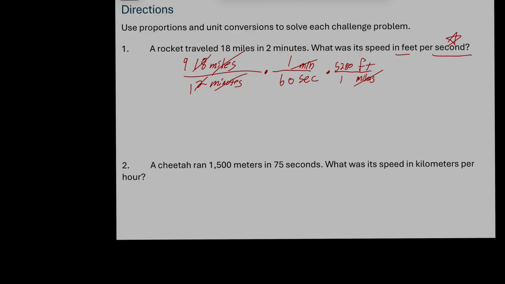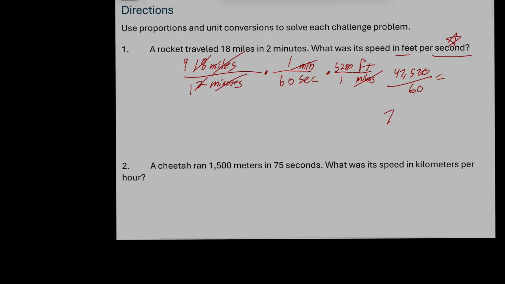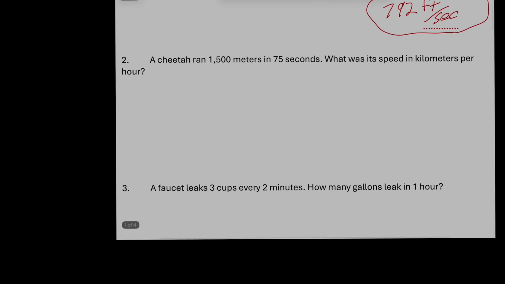So I'm going to get 9 times 5,280, and that's going to give me 47,520 divided by 60, which is going to be 792. What? Look here. What's left over? What's not crossed out? Feet per second, which is what we wanted. Okay? Let's go to number 2.